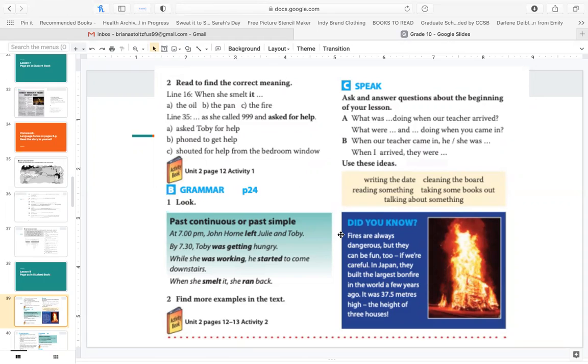In Japan, they built the largest bonfire in the world a few years ago. It was 37.5 meters high, the height of 3 houses.